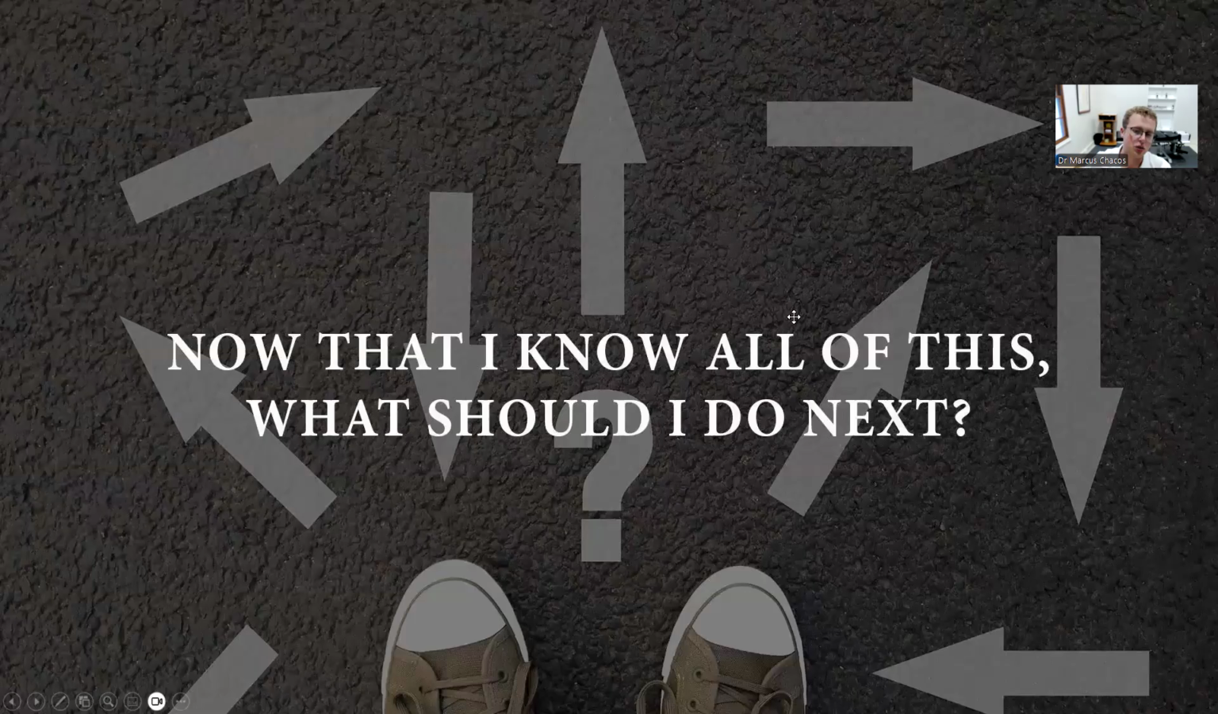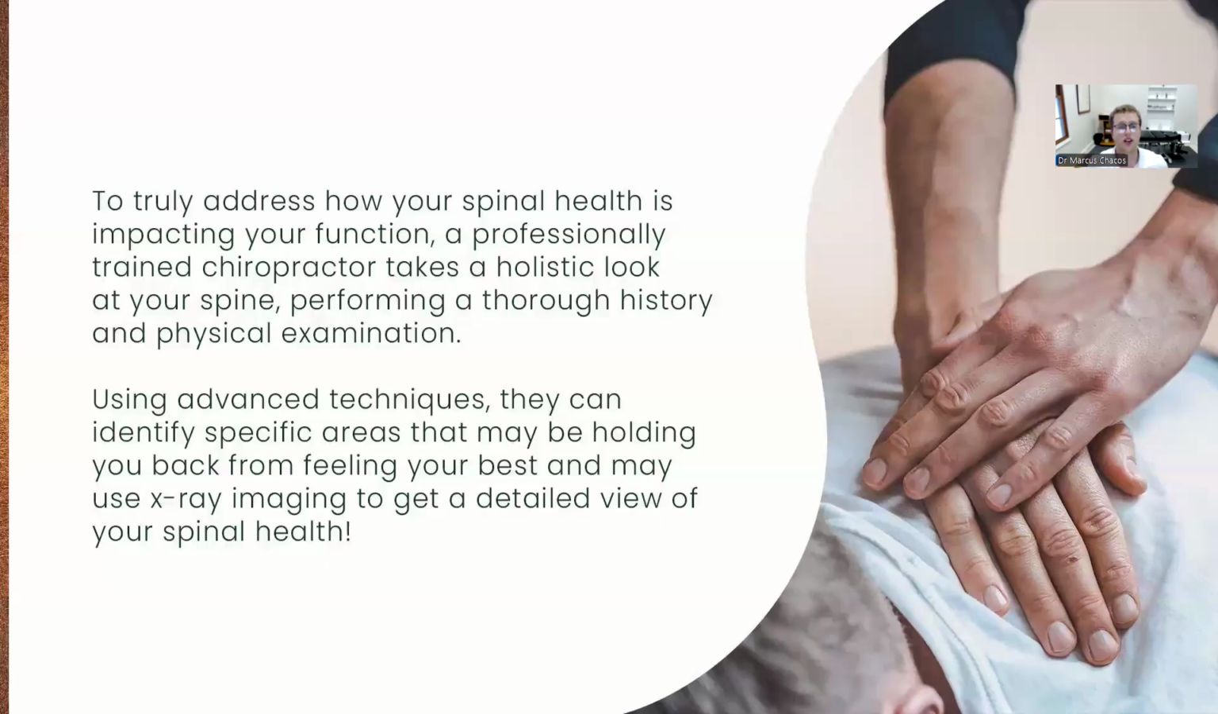So now that I know all this, what should I do next? To truly address how your spinal health is impacting your function, a professionally trained chiropractor takes a holistic look at your spine, performing a thorough history and physical examination. Using advanced techniques, they can identify specific areas that may be holding you back from feeling your best, and they use X-ray imaging to get a detailed view of your spinal health.